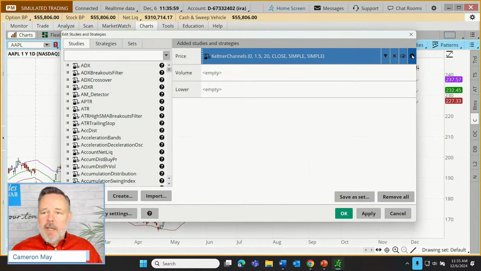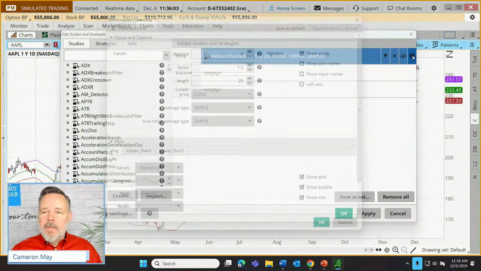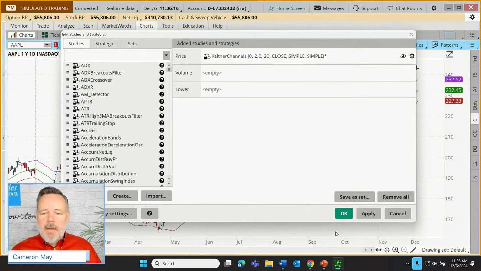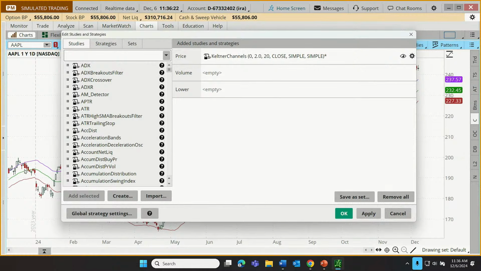Let's edit that. We can edit an indicator by clicking on the little gear icon here. I'm going to click on that gear. Here's our factor. That's our multiplier. I change this to 2 or to 2.5. Maybe we'll experiment with both. So I'm going to change that to 2 for now. Click OK. And as I click apply, keep your eye over here so we can see the impact.